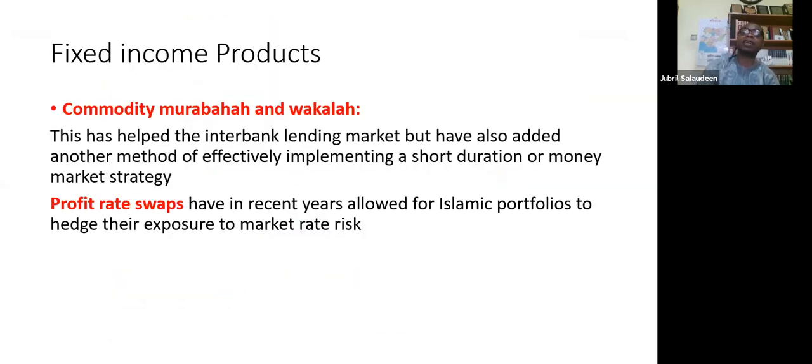So you have fixed income products. One, you can have commodity mudaraba and wakala. In terms of commodity, a wakala contract or a mudaraba contract enables you to deal with fixed income products, and this helps the interbank lending market. But I've also added another method of effectively implementing a short duration money market strategy.